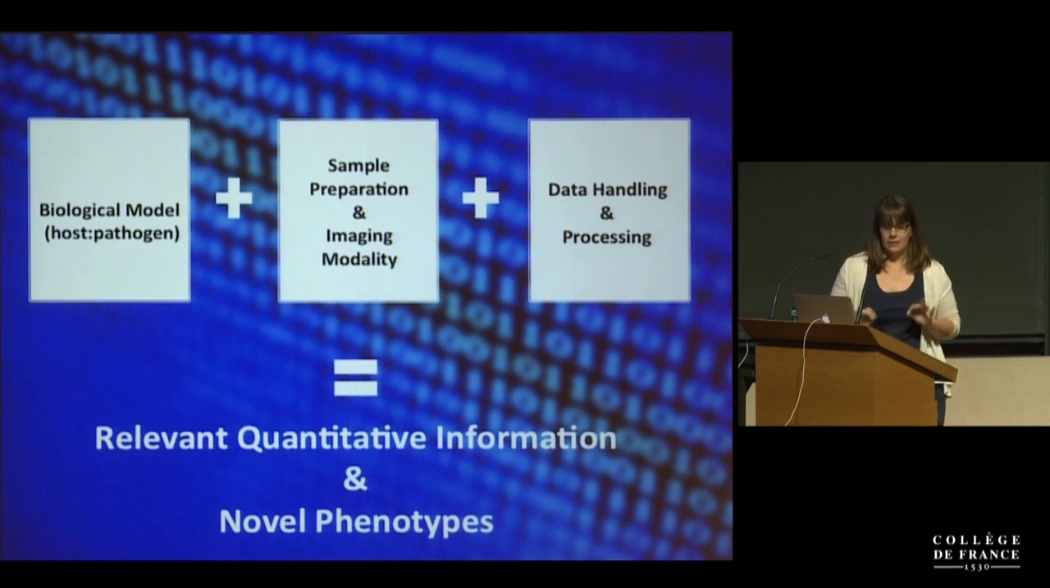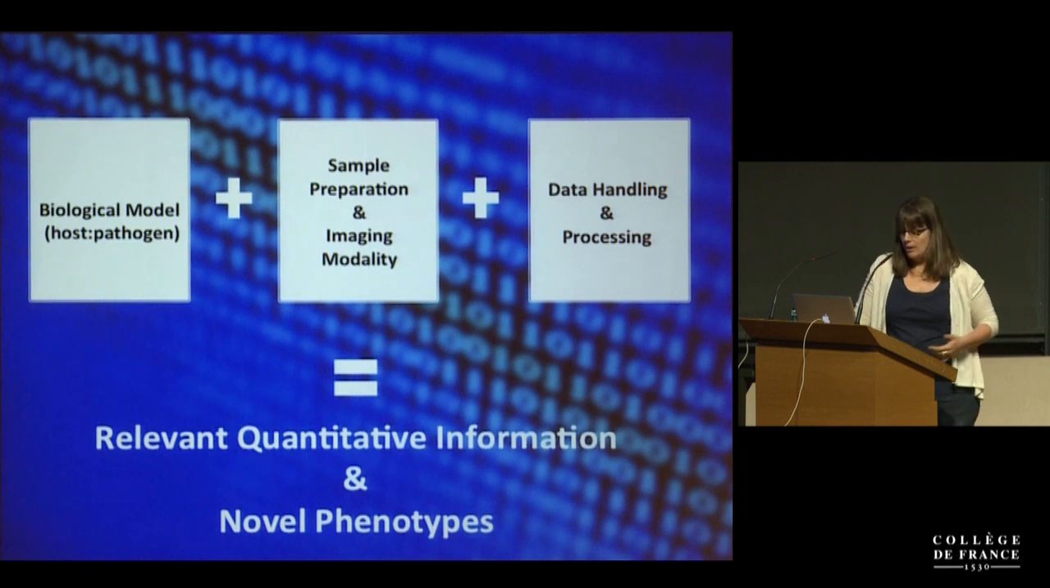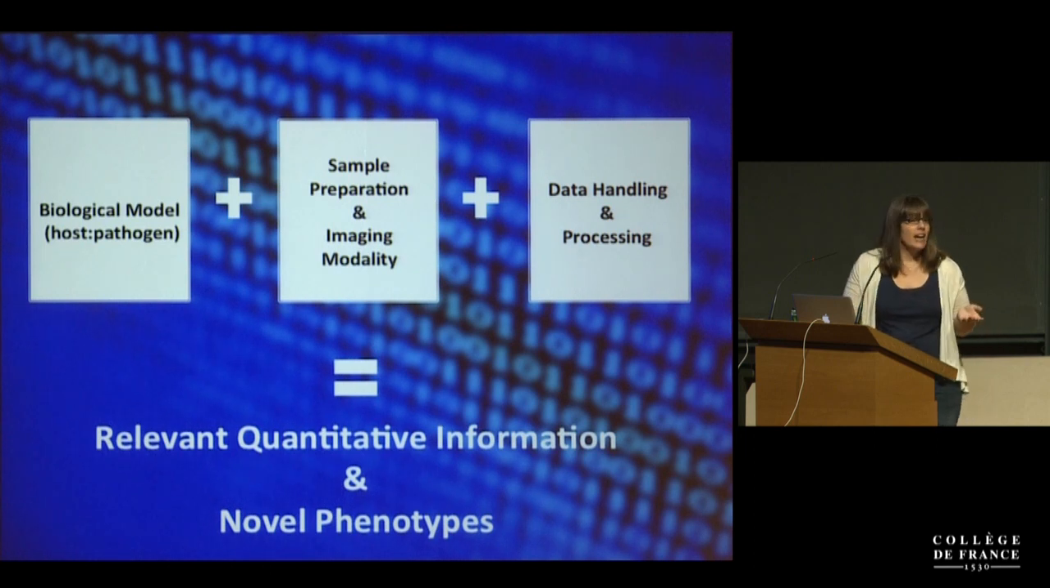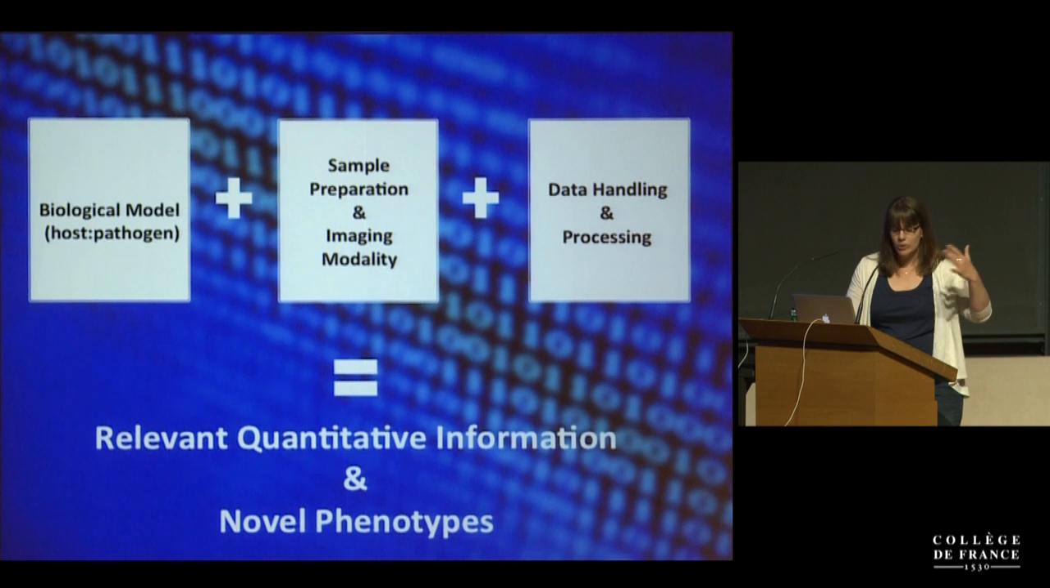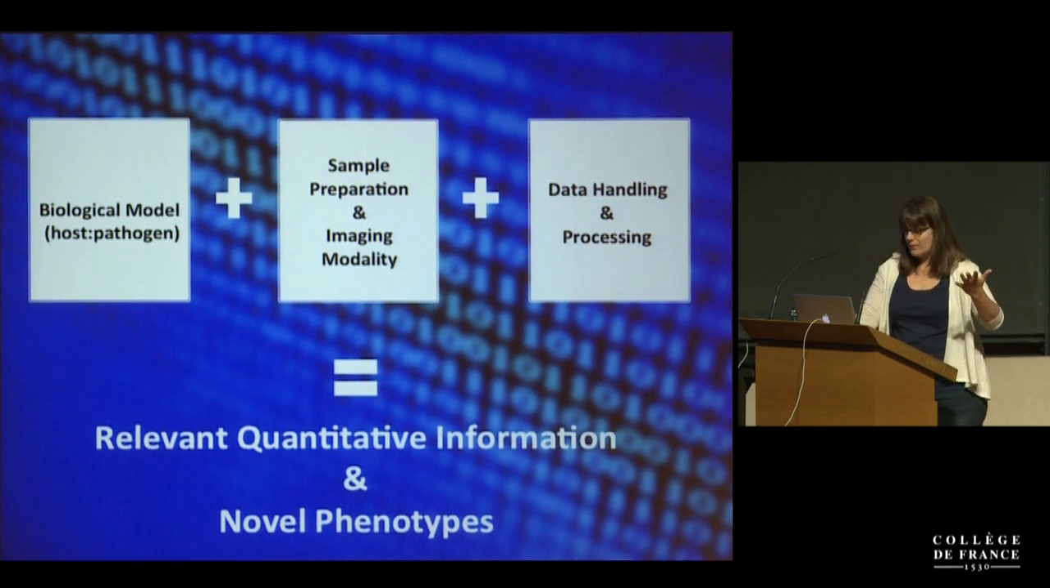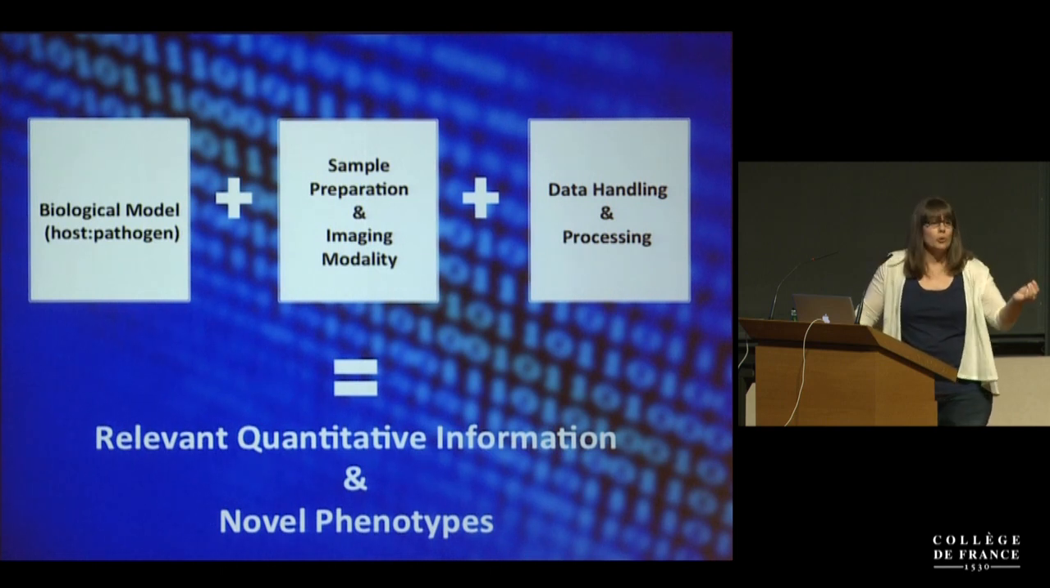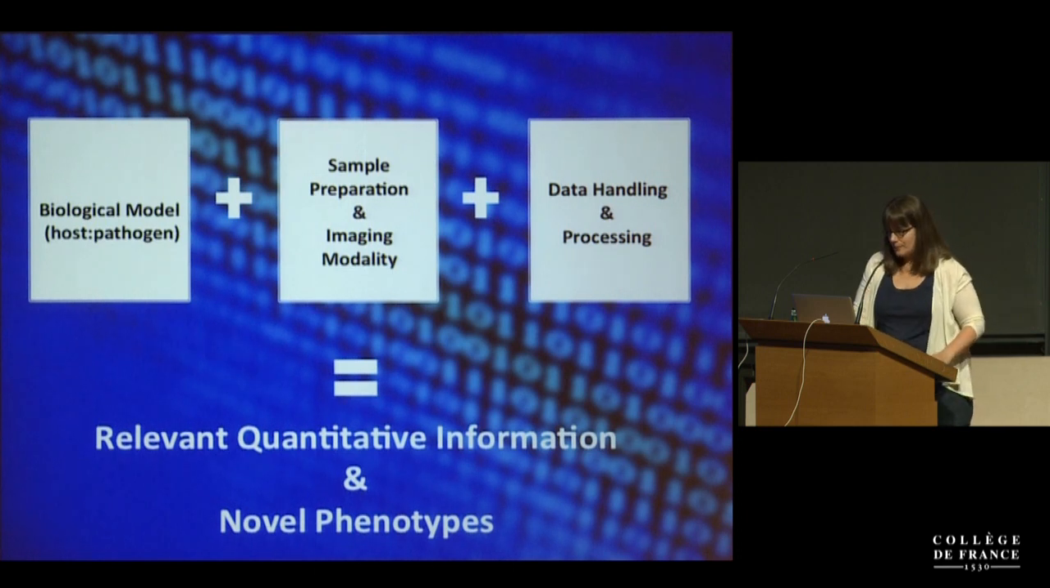So in the end, to properly carry out quantitative imaging, it is really a simple combination of these three key ingredients. You need a relevant biological model, and in our case, it's one that's applied to host-pathogen interactions in Shigella. And then proper sample preparation and acquisition of images that really address directly the biological question at hand. And finally, there's the proper data handling and processing, and really trying to minimize and streamline any manual input to really keep data extraction as automated as possible. And only when all these components are taken into account can relevant quantitative information then be extracted, and therefore potentially reveal novel phenotypes as well.